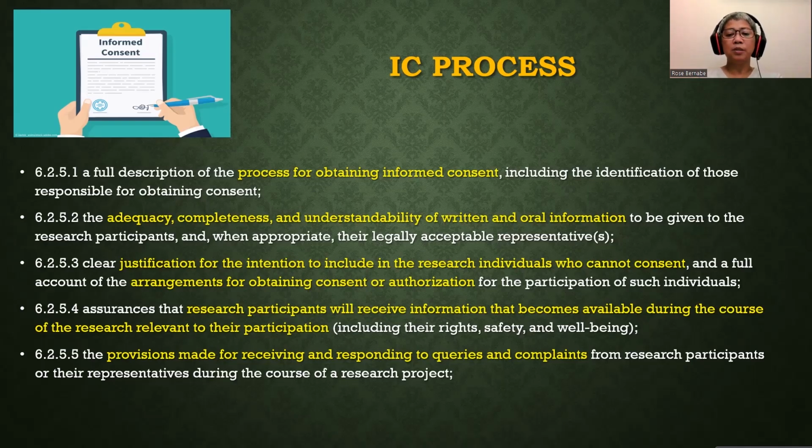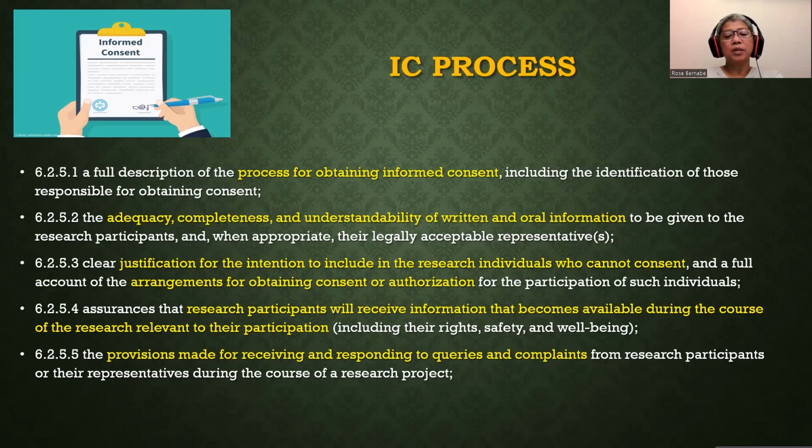Adequacy, completeness, and understandability of written and oral information. Again, an informed consent form and the patient information sheet must be, of course, not only adequate or complete, but it must most definitely be understandable, right? It's not primarily a legal document, though it also is one, right? But it is primarily there for research participants to read, to understand, and to go back to in case they have questions, right?